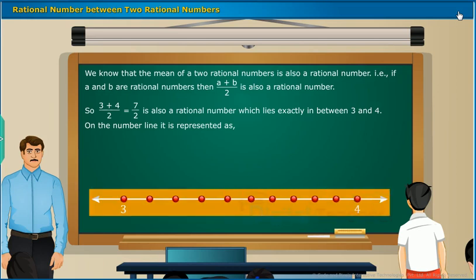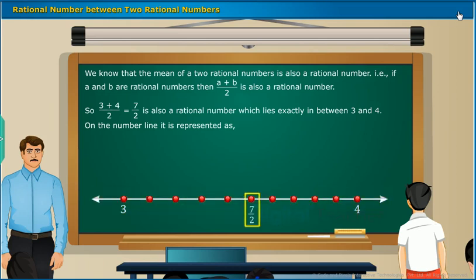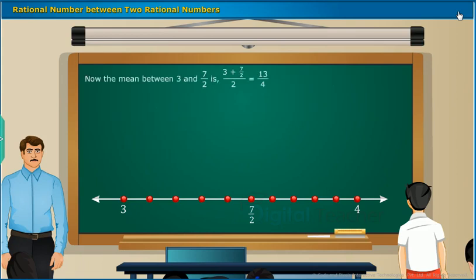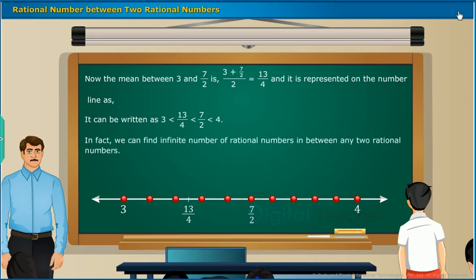On the number line, it is represented as shown. It can be written as 3 less than 7 by 2 less than 4. Now, the mean between 3 and 7 by 2 is (3 plus 7 by 2) by 2, which is equal to 13 by 4, and it is represented on the number line as shown. It can be written as shown. In fact, we can find infinite number of rational numbers in between any two rational numbers.